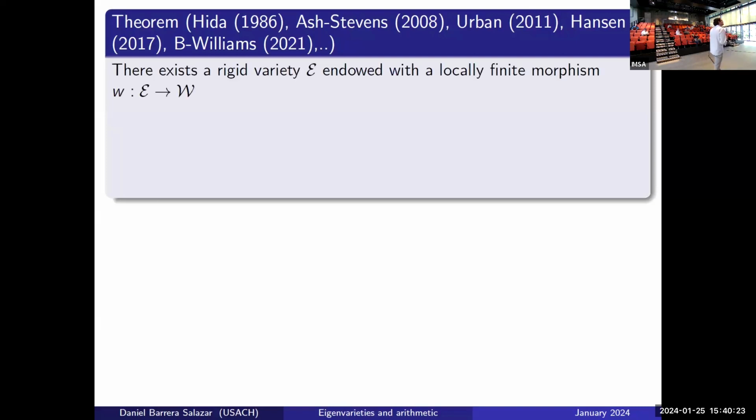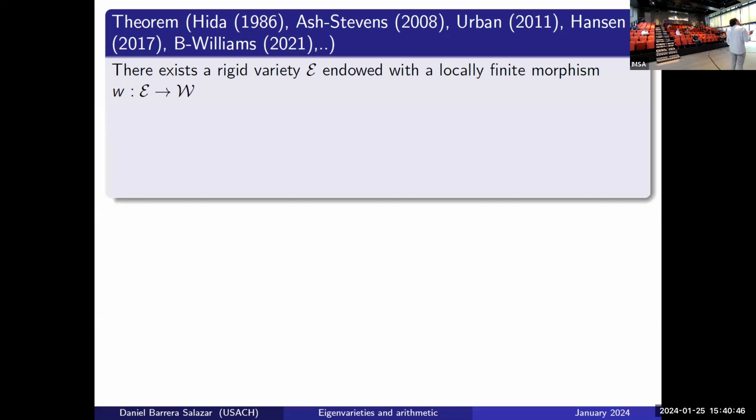Okay, so the theorem is that there exists a rigid variety endowed with a locally finite morphism. You need to think of this as the moduli space that we are interested in. Okay, and the points should be automorphic representations. And then the morphism takes an automorphic representation to the weight of it.